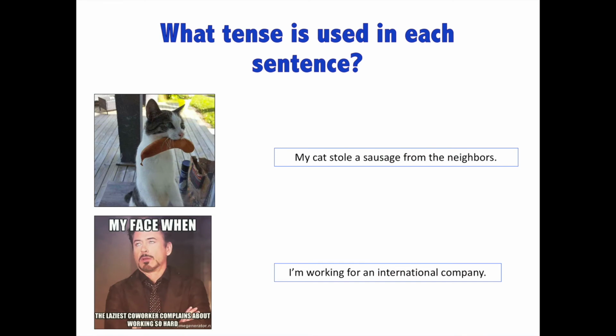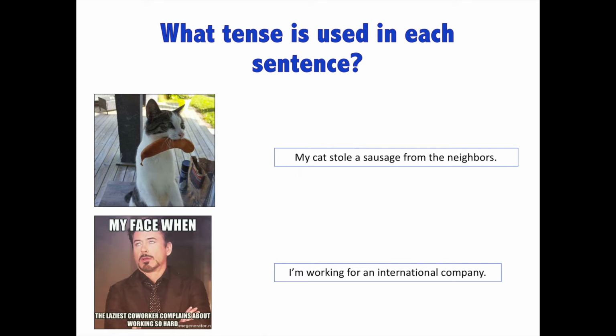Look at these sentences. First, you need to identify the verb in the sentence. Then, figure out what tense is used. So the first sentence, my cat stole a sausage from the neighbors. What is the verb here? The verb is stole. So you need to figure out what tense that is.